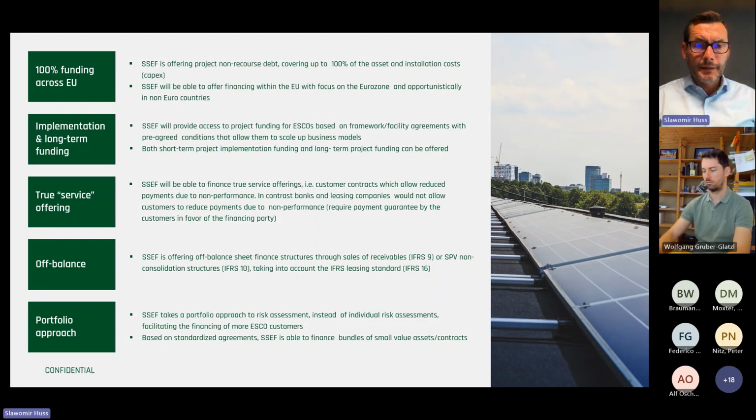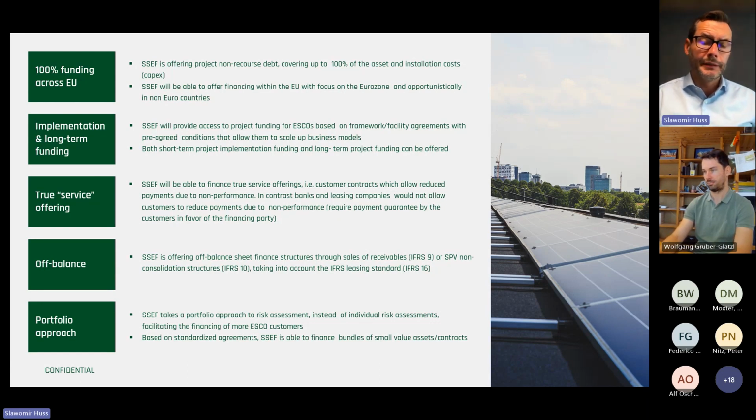We finance long-term. Long-term means we go visibly beyond what banks can do. We're not afraid of double-digit funding. We can go even up to 15 years, which, again, going back to the ease of implementation, is very important, because for some technologies, the payback is fairly long.